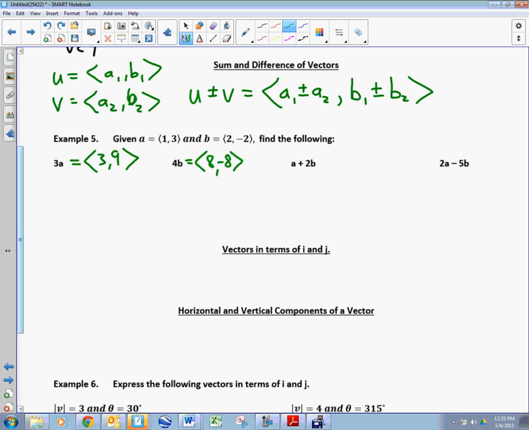A plus 2B. We're going to take vector A, which is 1, 3. We add on to it 2B. What's 2B? 4, -4. So our sum and difference of vectors says that if you're adding them, simply add the horizontal components. If you're subtracting them, subtract the horizontal components. I'm going to add these together, so I do 1 plus 4 is 5, and 3 plus -4 is -1, so that's your vector.